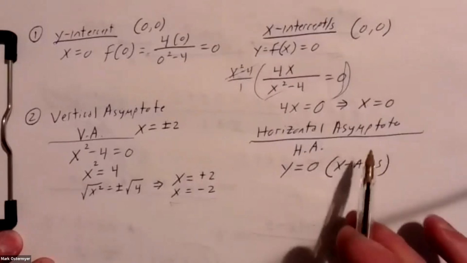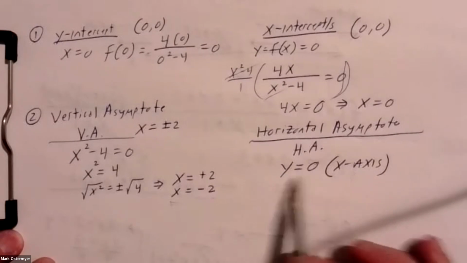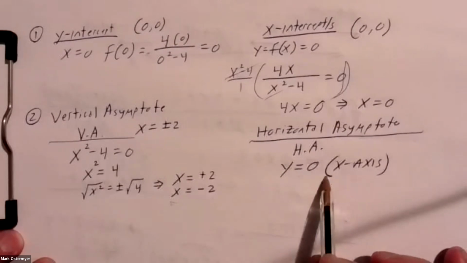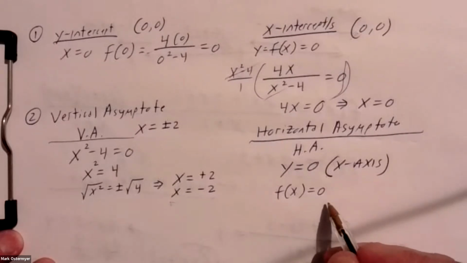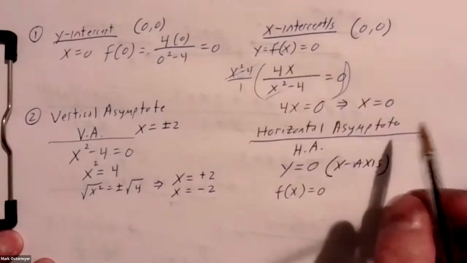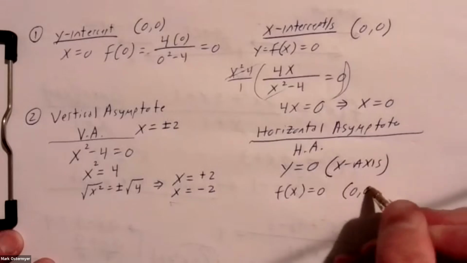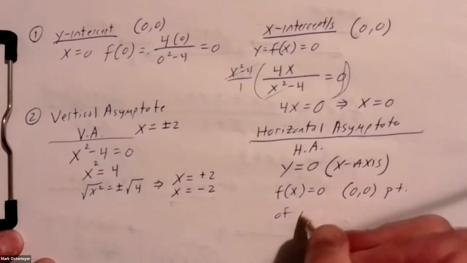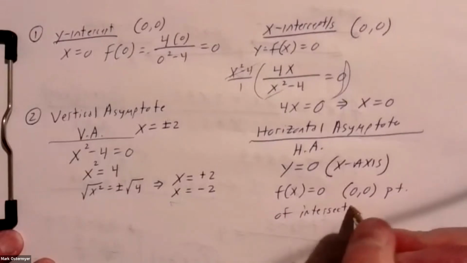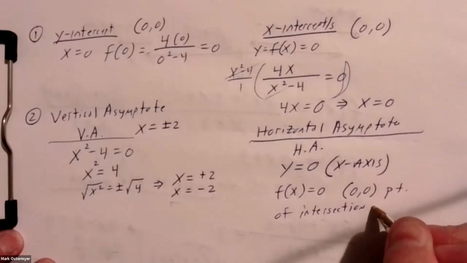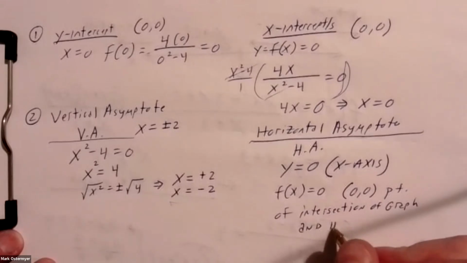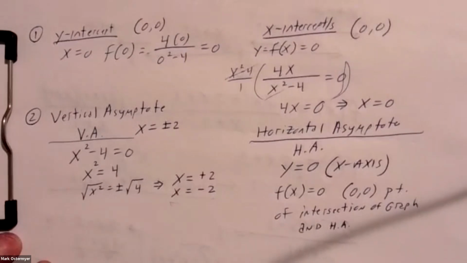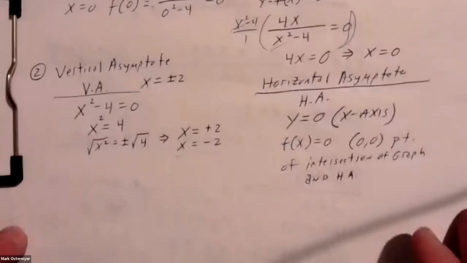Does my graph cross the horizontal asymptote, which is the x-axis? Well, to determine that, you would set f of x equal to 0. But wait a minute, didn't I already do that? Sure, I did. I set f of x equal to 0 to find my x-intercept, and it's at 0, 0. 0, 0 is the point of intersection between the graph and the horizontal asymptote. Okay, that's where the graph is going to intersect. All right. Now, another thing, ladies and gentlemen.